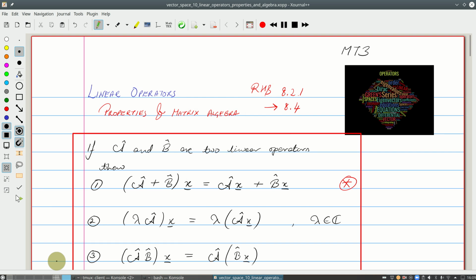This time we are still on linear operators, but now we are progressing to more complicated stuff. We will be using Riley, Hobson and Bence, sections 8.2.1, section 8.3 and 8.4. There's a lot of material which I'm going to cover, but I'm not going to cover everything.